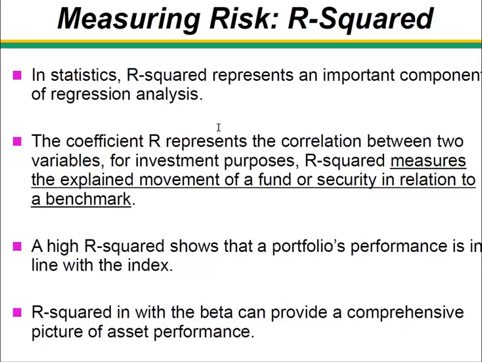When used together with beta, R squared can provide a comprehensive picture of asset performance. A high beta with a high R squared indicates that the asset is highly sensitive to market movements and that this sensitivity is consistent. A high beta with a low R squared might indicate that the asset is volatile, but its movements are not well explained by market movements alone. This combination helps investors understand not just how risky an investment is, but also where that risk is coming from.